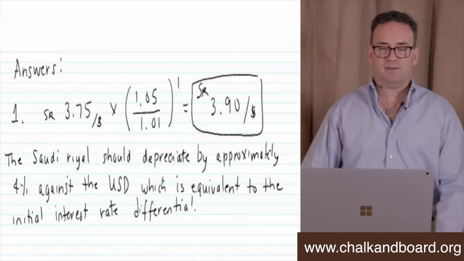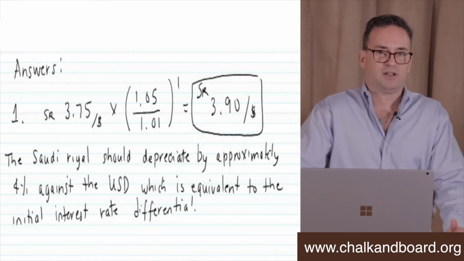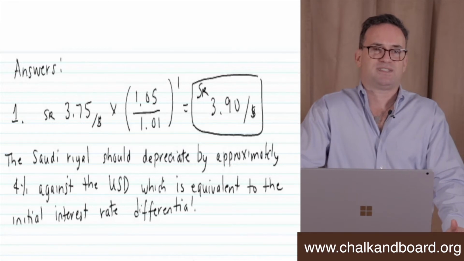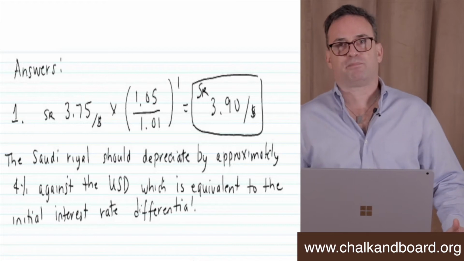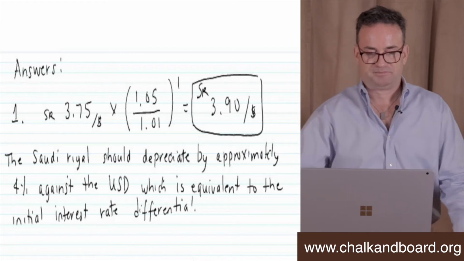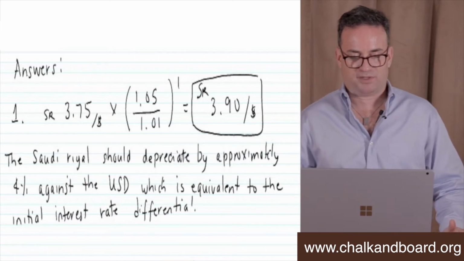So as you can see, from a dollar perspective, you're expected to get more riyals for your dollar. So the dollar is appreciating and the Saudi riyal is depreciating. And the Saudi riyal is expected to depreciate by approximately 4%, which is equivalent to the interest rate differential of 5 and 1%.